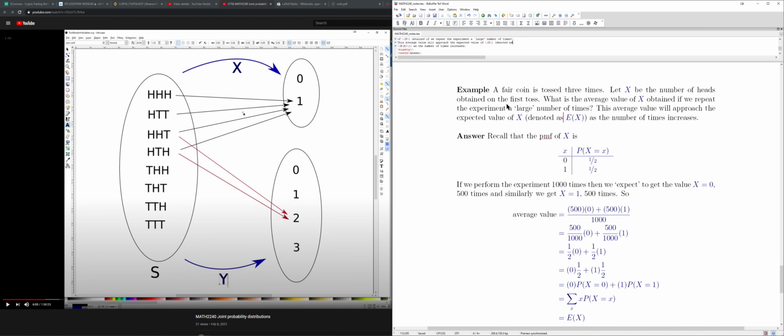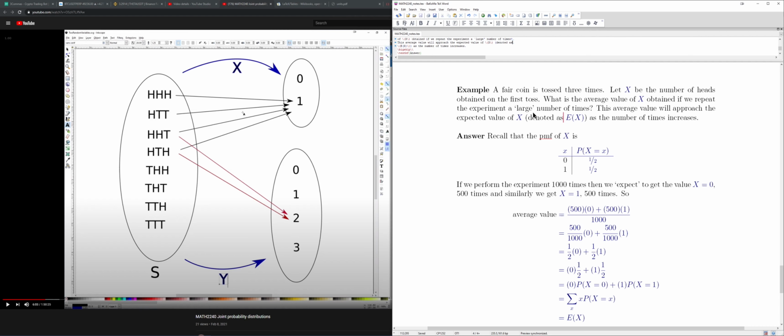So let's consider this question. We have a fair coin tossed 3 times, so same setup. The set of possible outcomes: you have 8 outcomes already. X is the number of heads obtained on the first toss, so it's the same X as before. And what I want to answer is: what's the average value of X that I will obtain if I do this experiment a large number of times? And by large, I mean say 1,000 or so.